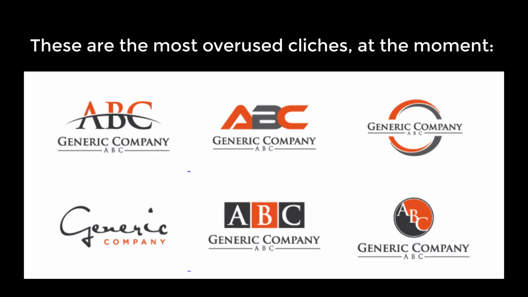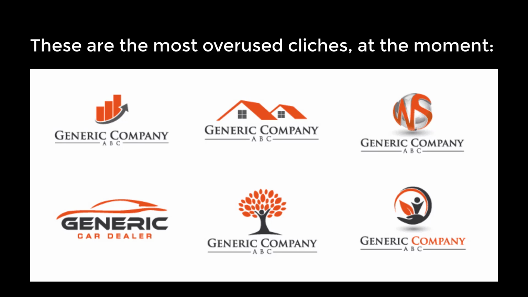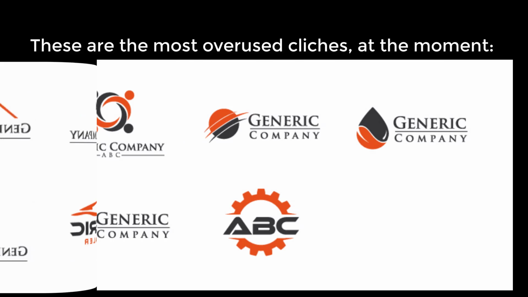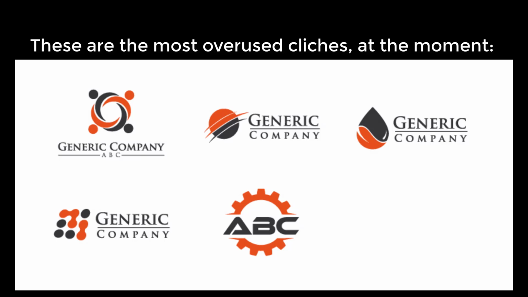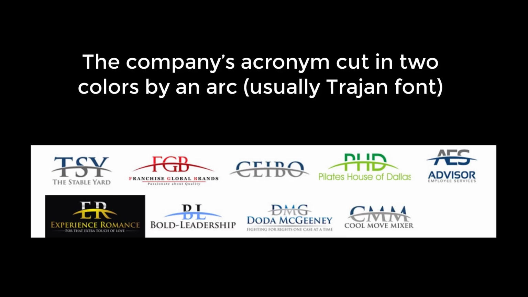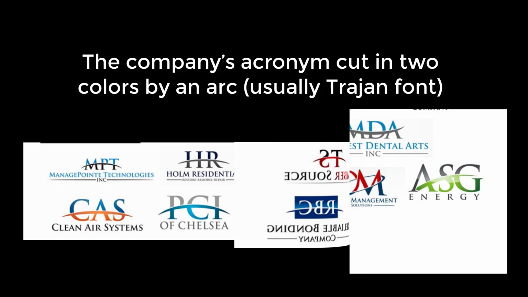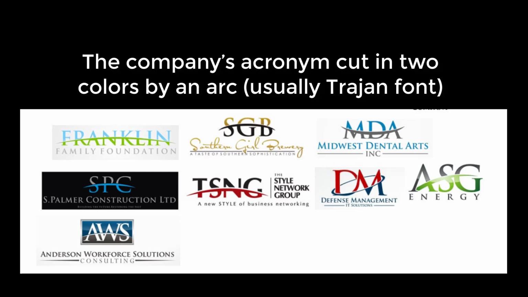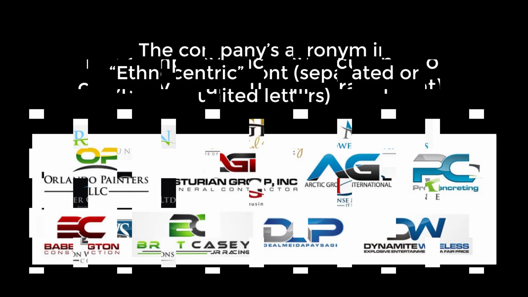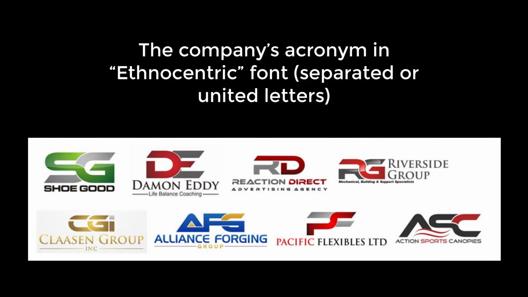These are the most overused cliches at the moment, which look very simple and attractive for the clients, and designers found an easy way to sell these types of logos. These types of typography logos are made by using Trajan font, which looks very attractive. By making a curve at the center, separating the text and giving two colors, top and bottom, these types of logos are made. These logos are made using Ethnocentric font, which is a free font to download.